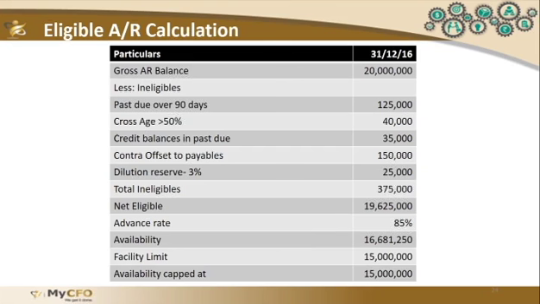Okay, so here we have a small table for calculation. To start with, we have a gross AR balance of 20 million, and these are just hypothetical numbers. The first indication here is past due over 90 days. Given that the general terms are 30 days, past due over 90 days will come out as ineligible, in our example, 125,000. Cross age over 50%. Now, what is cross age? Over 50% is what is written over here. So that is the term. Cross age over 50% comes out as ineligible.